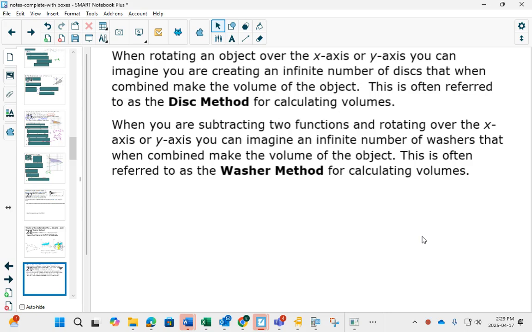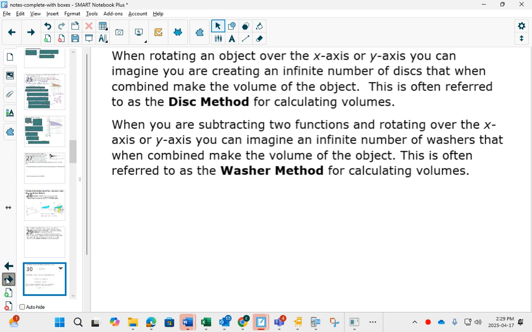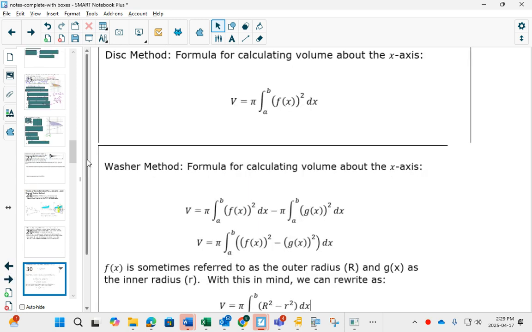So here's the idea. What I said is those yellow parts, you would make an infinite amount of disks. And if you added all of those up, you would get the volume. And if you have two functions where it's area between them, those disks would look like a washer, and you could add all of those up to get the volume. And the formula is relatively amazing.